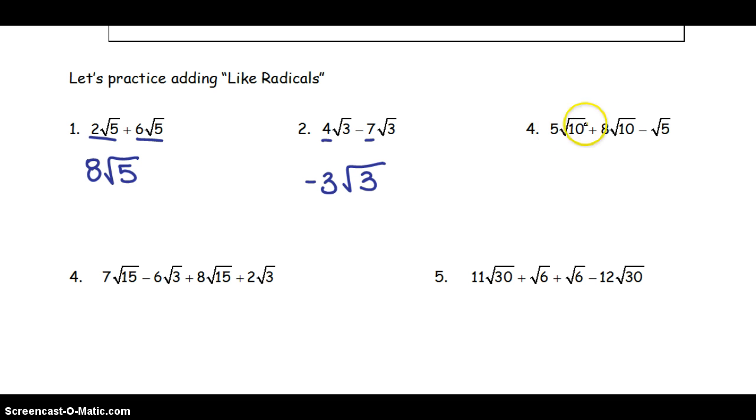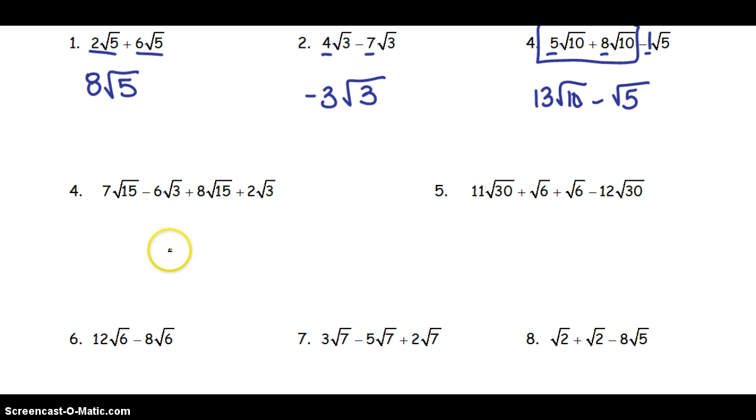This one we have 5 root 10 plus 8 root 10 minus, this is technically 1 root 5. So you're going to add 5 and 8 and subtract 1. 5 plus 8 is going to be 13 minus 1, you're going to get 12. Oops, I messed up. Look at that. I'm not even paying attention. 2 of them have a root 10, and one of them has a root 5. So you have to be careful. I almost made the mistake. You're going to combine these two together, which gives you 13 root 10, and then the minus root 5 we can't combine. So be careful. I just made the same mistake that some people might make as well.